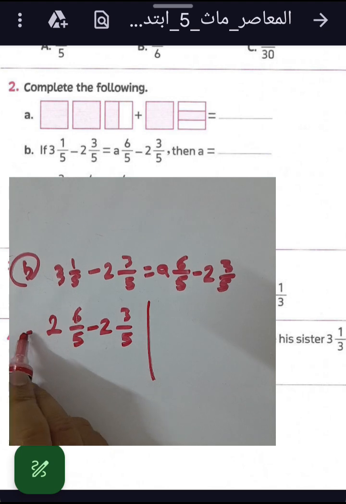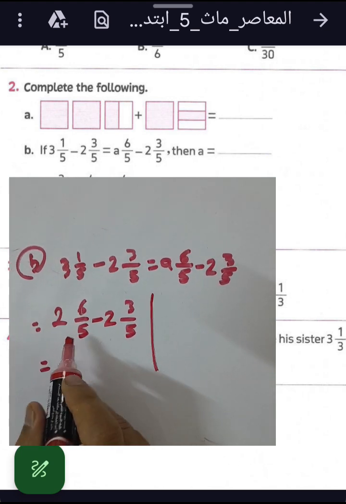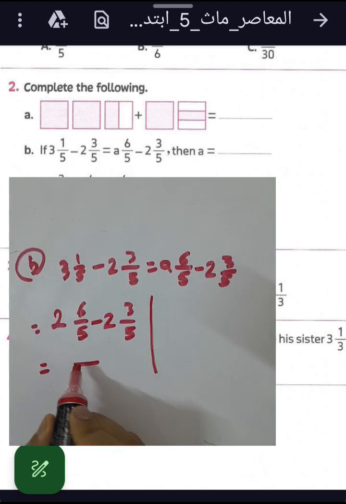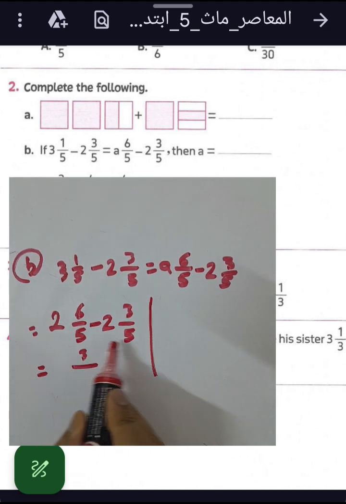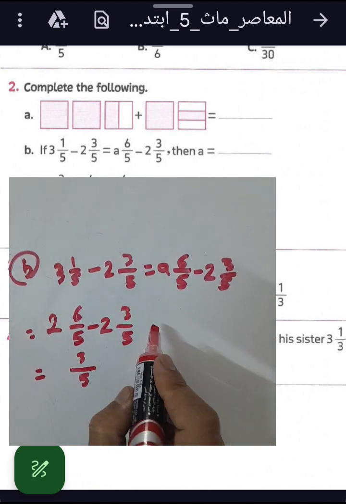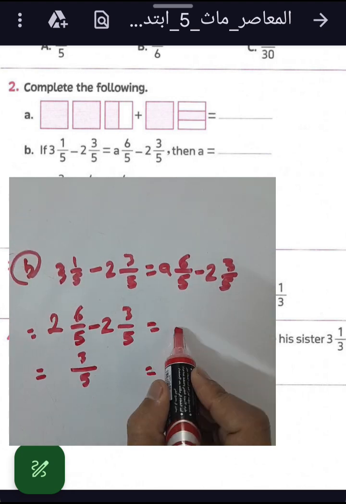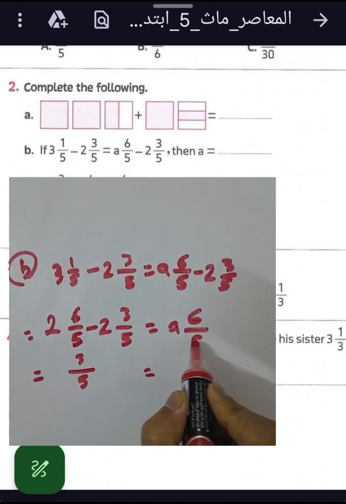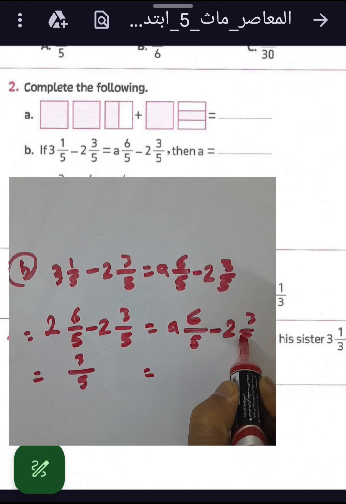And then you can find the difference between two fractions. 2 minus 2 equals 0. And 6 minus 3 equals 3. And write 5 in the denominator. Then 3 over 5, it will be equal to this number here, A, and 6 over 5 subtract by 2 and 3 over 5.